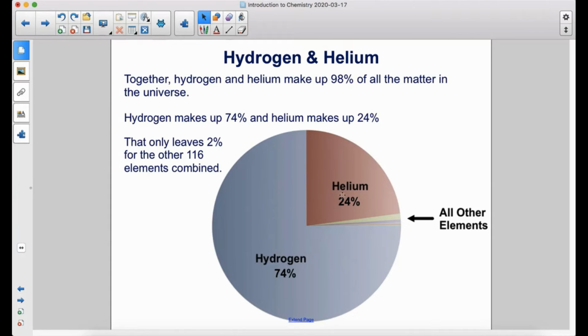Together, hydrogen and helium make up 98% of all the matter in the universe. Hydrogen makes up 74%, and helium makes up 24%. That only leaves 2% for the other 116 elements combined.